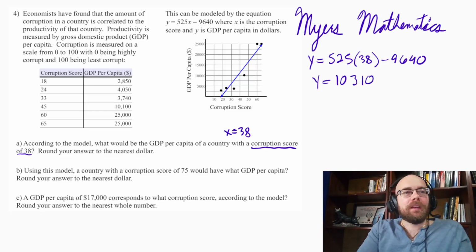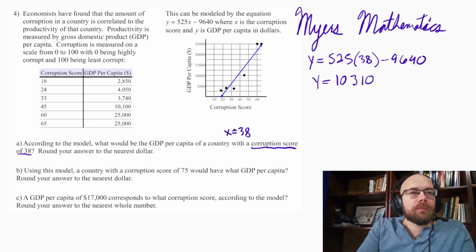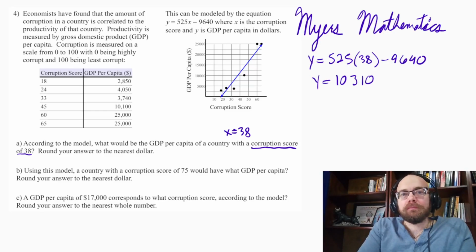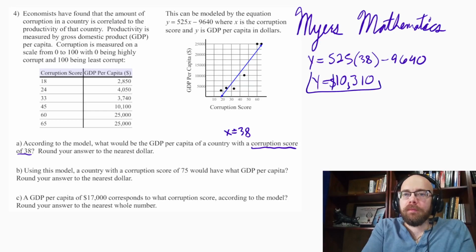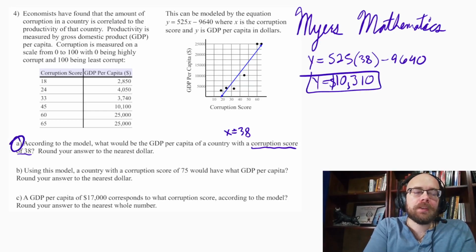Gross domestic product per capita, rounded to the nearest dollar. So it's already rounded to the nearest dollar. So there it is, there's part A. Let's switch to a different color.